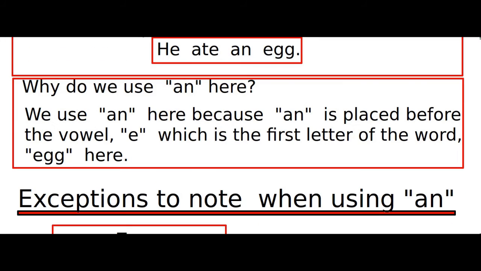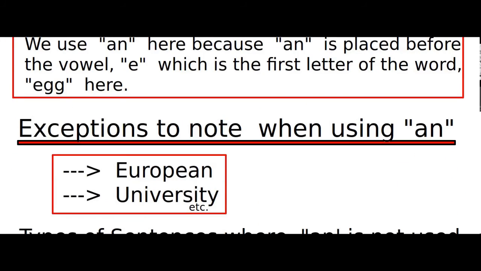Okay friends. Now let me tell you some exceptions. There are also some exceptions while using an. For example, words like European and university. There are many other words also, but in this video, let's take European and university. Words like European and university do not have an before them. We do not use an before words like European or university, because these words do not have a vowel sound.